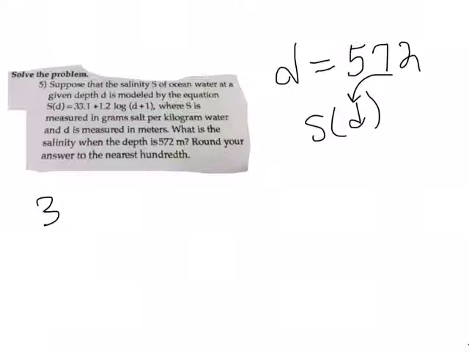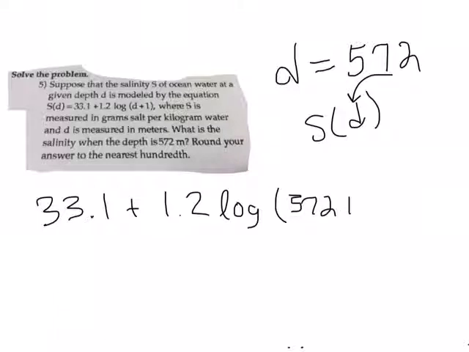So this is fairly simple. I'm going to say 33.1 plus 1.2 times the log, and then I have 572 plus 1, because this right here is the D, the depth. So that's 572, and 572 plus 1, which we know works out to be 573. So this is not too bad.